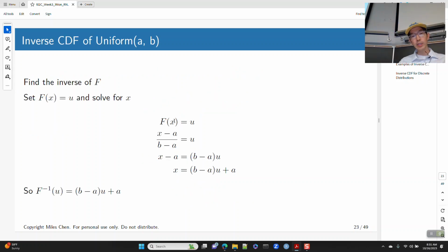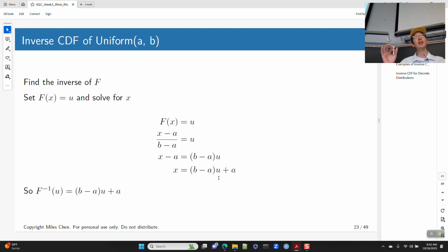Okay, so now we're going to solve for the inverse. We say F of x is equal to u, and we try to get this in terms of x by rearranging things. So our CDF is x minus a divided by b minus a, equal to u. We multiply both sides by b minus a, and we get x minus a is equal to b minus a times u. And then we add a to both sides. So this is exactly what we get.